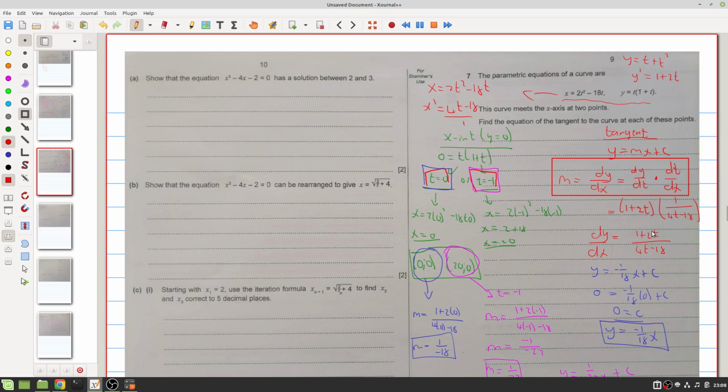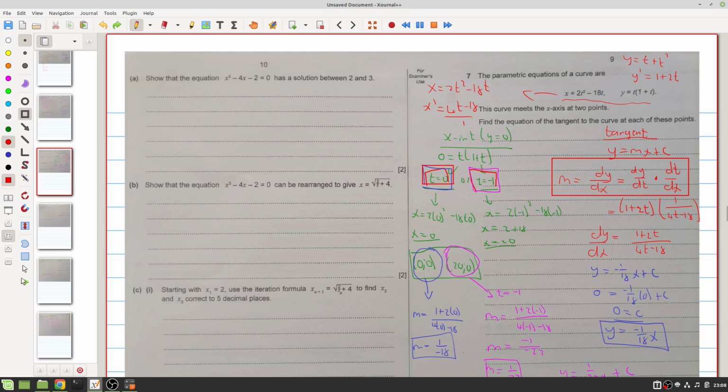So that's your gradient. We also know the curve meets the x-axis at 2 points, so we find those 2 points. How do we find those points? By making y 0. So we make y 0, then we get the 2 t values, right?